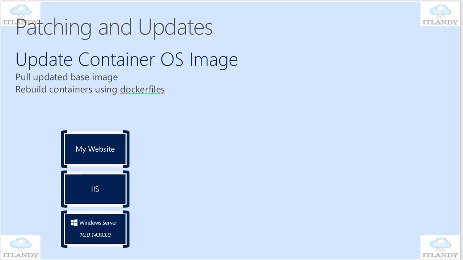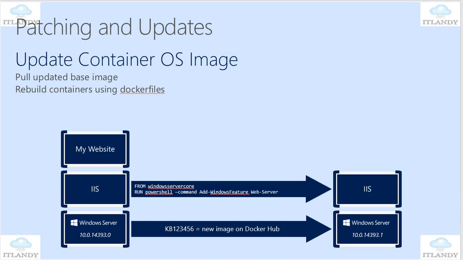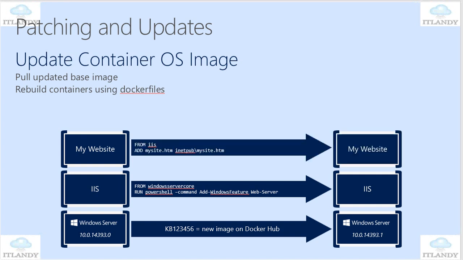For example, I've got here Windows Server version 10. Then I've put a new image on Docker Hub to update it to 14393.0.1. Let's call it a minor update. The Dockerfile will basically tell me where to get it from. And then from Windows Server, you can run a PowerShell command to say Add-WindowsFeature IIS. Then from the IIS, add my files, which is inetpub my site.